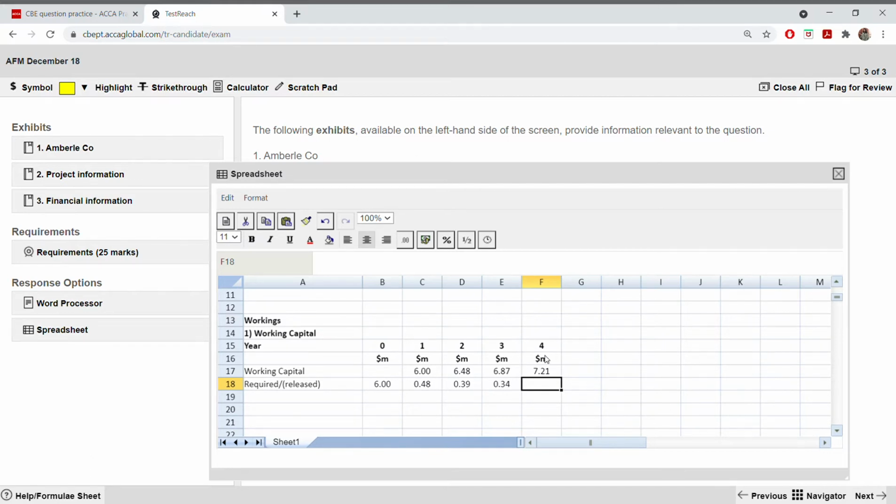So when is the end of the project? The 4th year. How much are you going to release? What is the working capital? It's easy. Whatever is the working capital here, release it in full means the whole 7.21 will be released. That's what's in bracket.